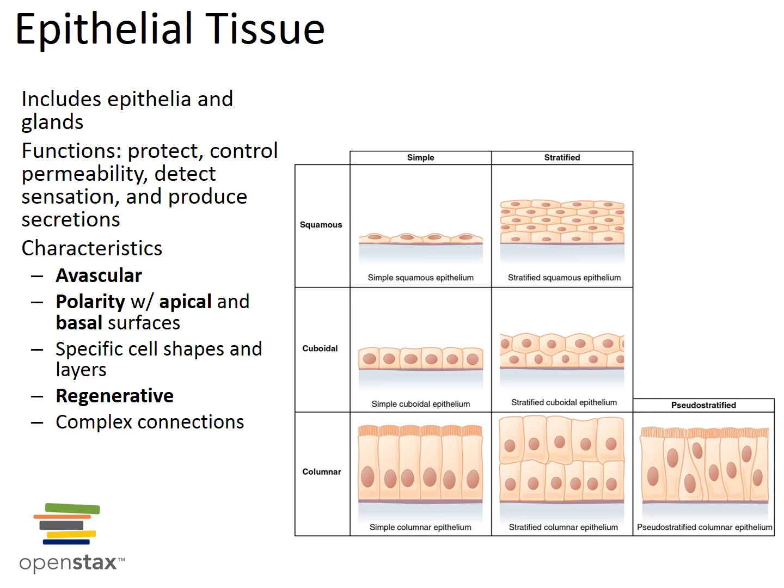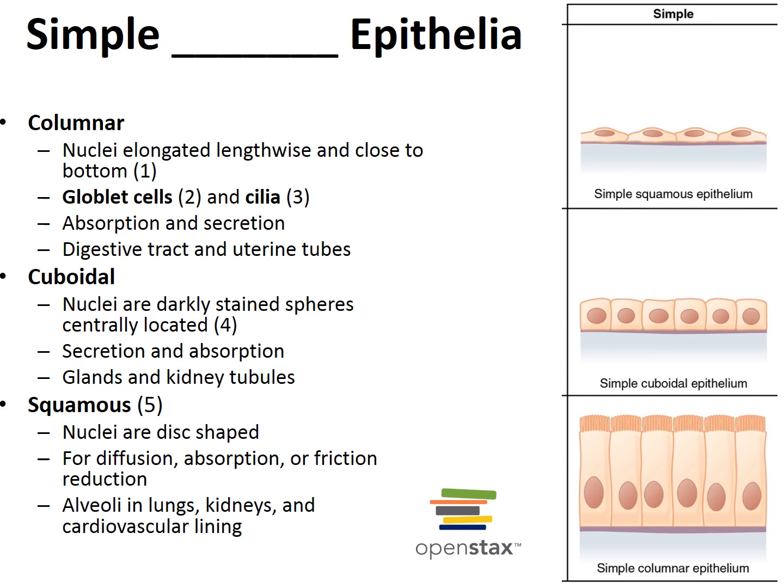So let's examine the different types of epithelial tissue. And the other thing to think about with epithelial tissue is the classification is going to be based on the number of cell layers. Again, simple, one cell layer, stratified, multiple cell layers. So squamous. Squamous is thin, flat, scale-like cells with a centralized nucleus.